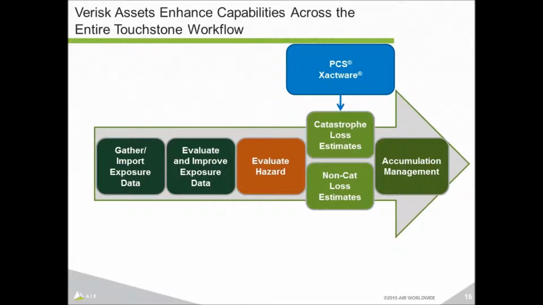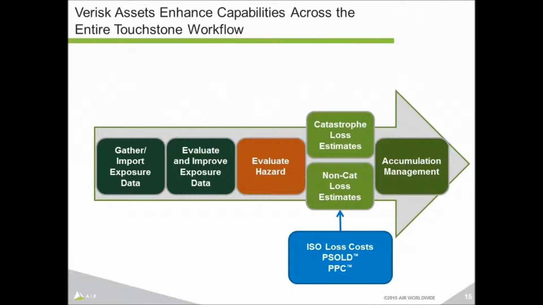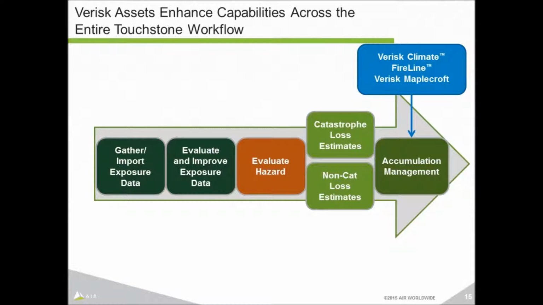Turning to loss estimates for non-catastrophe perils, Touchstone includes non-catastrophe loss estimation capabilities today. This capability allows companies to leverage ISO loss costs and ISO's PSOLD, or property size of loss curves, to yield non-catastrophe loss estimates alongside catastrophe loss estimates in an integrated workflow. And finally, in the area of accumulation management, data layers reflecting hazard metrics from Verisk Climate, Verisk Maplecroft, and Verisk's FireLine product can be utilized in Touchstone to assess individual accounts or full portfolios relative to these metrics.